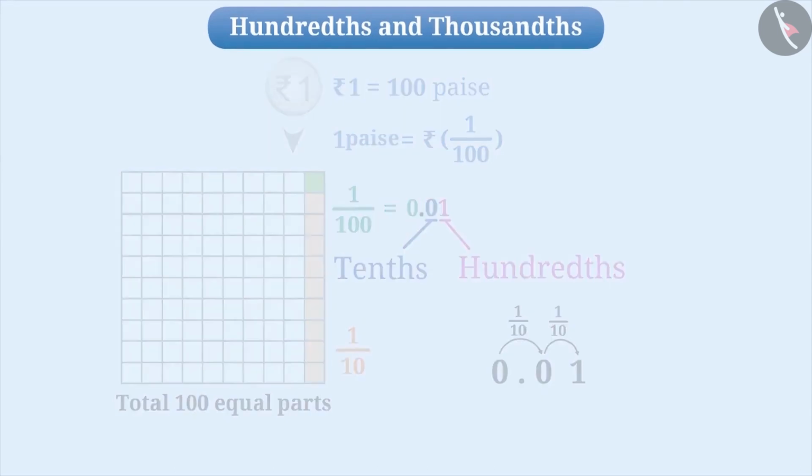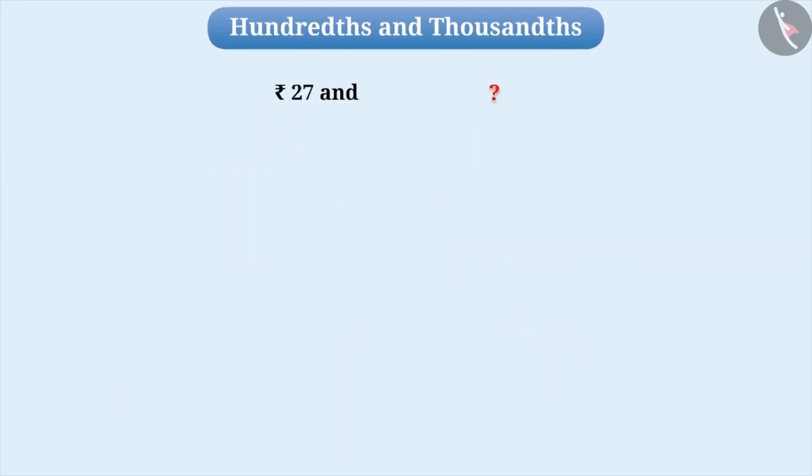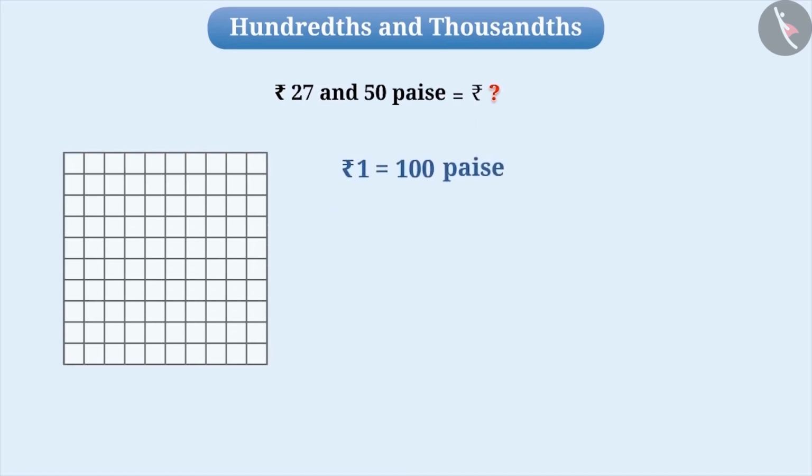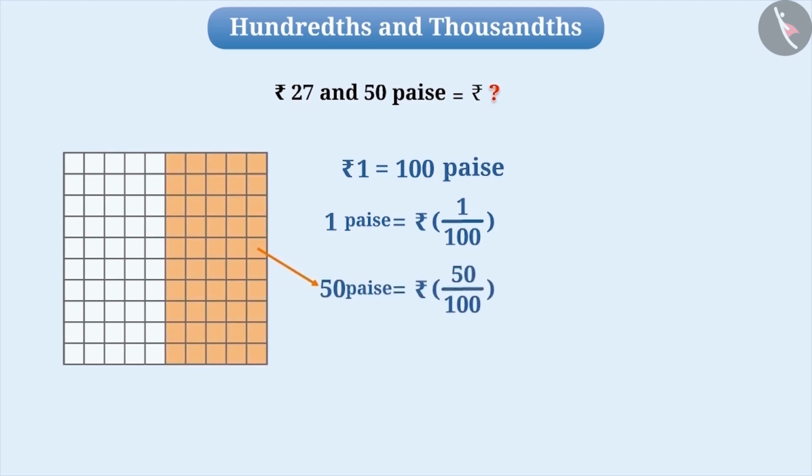The question was, how do we express 27 rupees 50 paise in rupees? Since 1 rupee is equal to 100 paise, 1 paise is equal to 1/100 rupee. Therefore, 50 paisa is equal to rupees 0.50. Thus, rupees 27 and 0.50 rupee together become rupees 27.50.